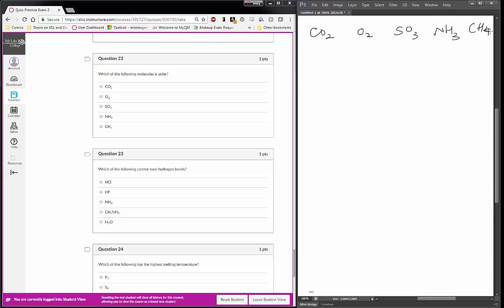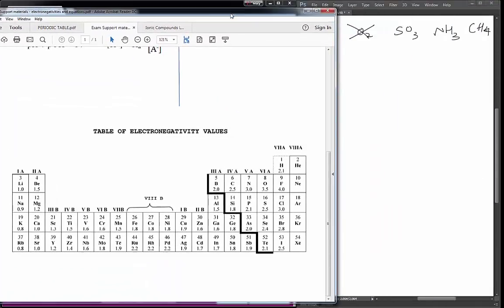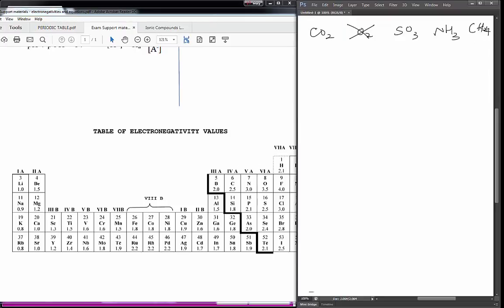We can eliminate O2 because oxygen with oxygen has an electronegativity difference of 0. So no polar bonds means it can't be a polar molecule. And then for CH4, same story. We can look at these and see carbon is 2.5, hydrogen is 2.1, so that bond is not polar. Lacking any polar bonds, it cannot be a polar molecule, so I can eliminate that one as well.